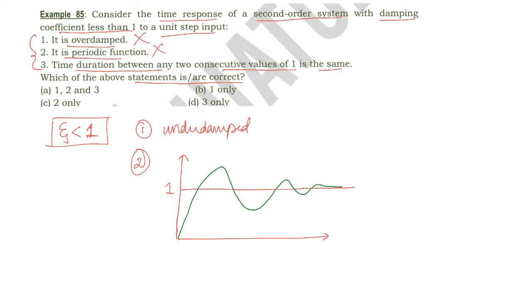Now statement 3: the time duration between any two consecutive values of 1 is the same. So where are the consecutive values of 1? It is this crossing, right? This is the value of 1 of the unit step response. We have discussed previously that the response is not a periodic function, but the consecutive overshoots and undershoots occur at periodic intervals.